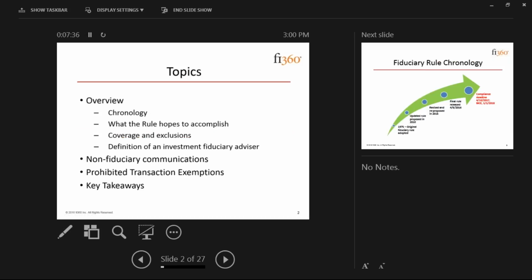Topics I'd like to cover in the next 45 minutes or so are, first of all, an overview of the DOL's Fiduciary Rule, a rule that has been the topic of significant discussion and debate for well over a year now, and as we look at the chronology, you'll see actually going back to 2010. So we'll talk about that chronology first, then a little bit about what the rule hopes to accomplish, what's covered and what are the exclusions, what's in and what's out of the rule, and then also the definition of an investment fiduciary advisor as per this new rule.